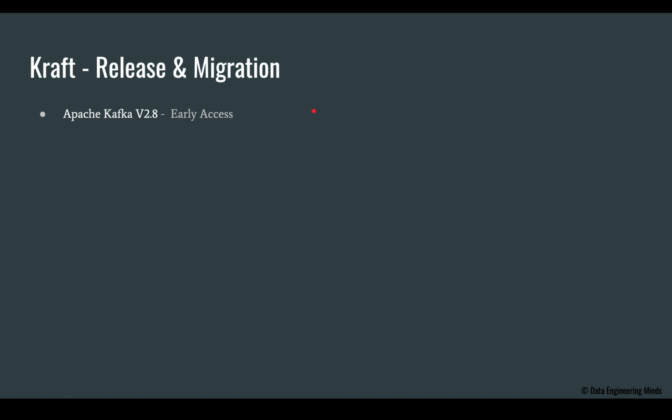So Kraft was made available initially as part of the Kafka version 2.8. As part of this version, an early access was made available mainly for testing purposes. Then as part of the version 3.3.1, Kraft was marked as production ready. That is, moving forward, we can already deploy Kafka clusters in Kraft mode inside our production environment.